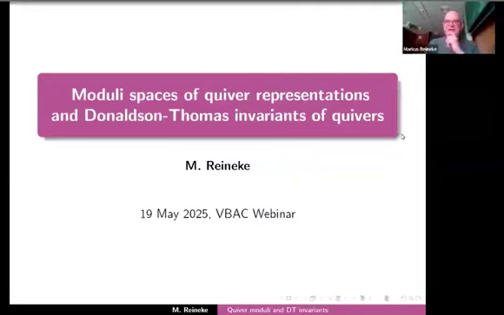And this is also quite nice as a continuation of the mini VBAC last week at Utrecht, which was about quivers and sheaves. And now we are really back to the basics of what a quiver representation is and why it gives an interesting Donaldson-Thomas theory.